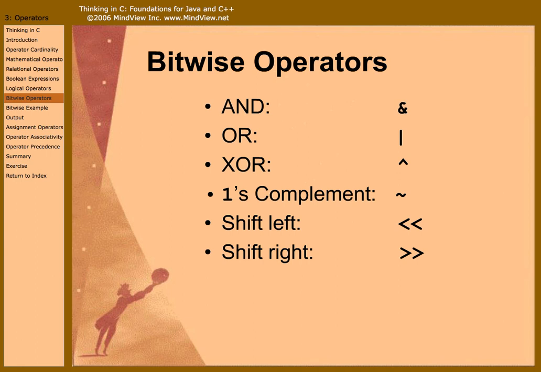Either one or both is a 1, then the result will be 1 for the expression. Exclusive or is one or the other, but not both. One's complement just flips all the bits in a number, and the shift left and shift right do what you think they do. The next slide has an example.